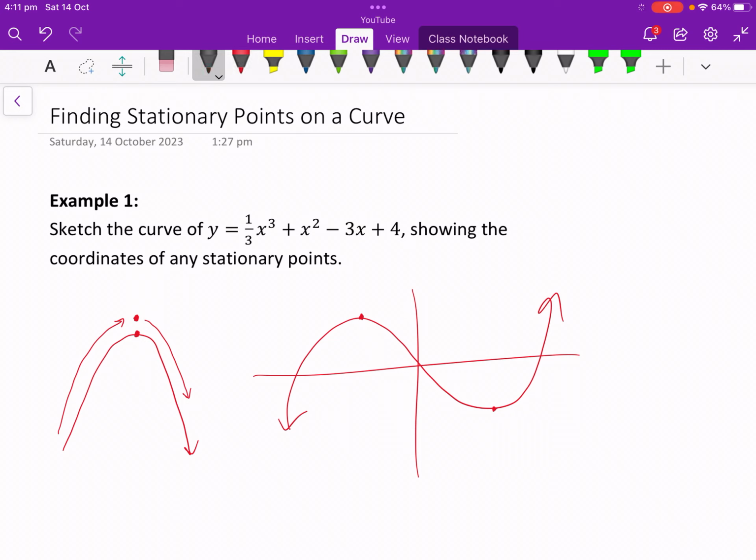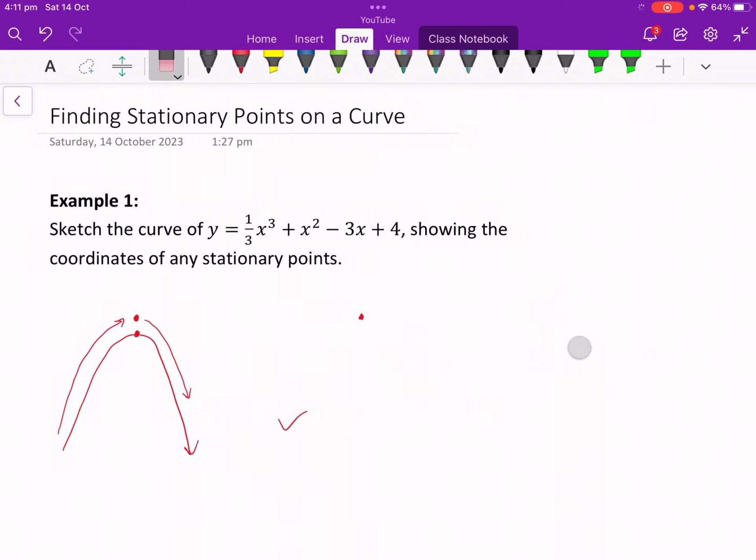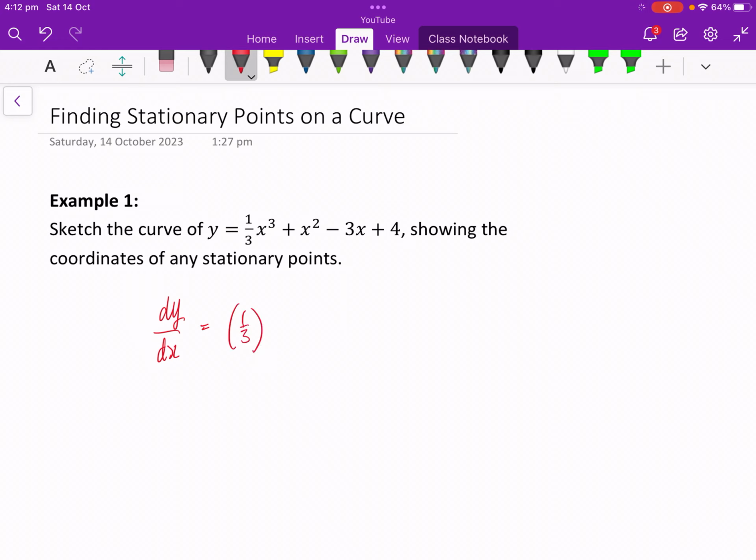Okay, so let's actually answer the question now. So the first thing I want to do, like I mentioned, we're going to try to find the gradient. So to be able to find the gradient at a specific point on a curve, we need to differentiate. So let's differentiate our function first. So dy/dx is equal to 1/3 times 3. I'm just writing it in full here. You can do it in one swoop if you'd like. I'm just going to step it out.